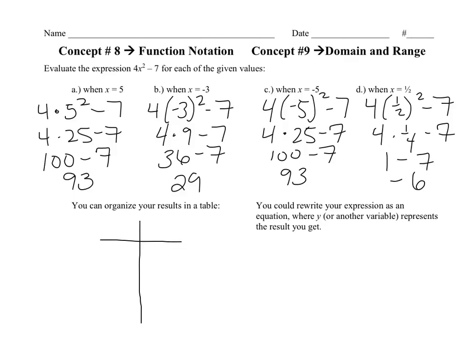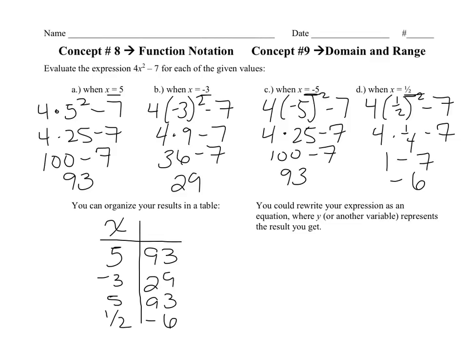If you notice, all of the values that we put into this expression were called x. So I'm just going to go ahead and put an x here, and we put in a 5, a -3, a -5, and a 1/2, right? And when we put in those values, we got out 93, 29, 93, and -6.